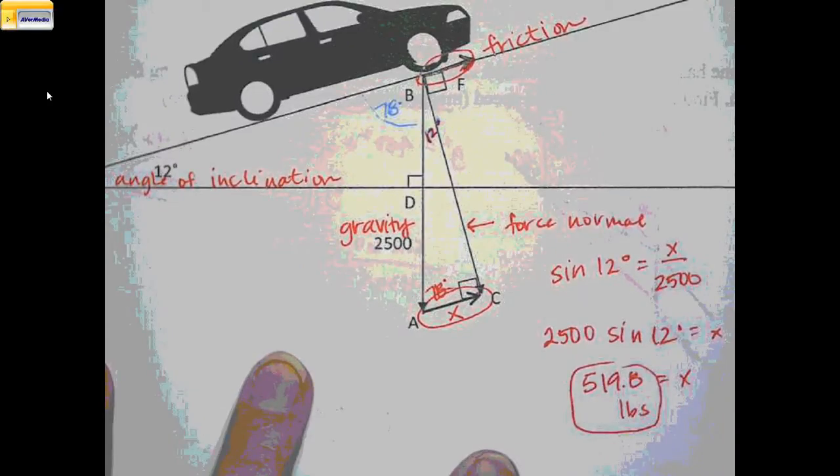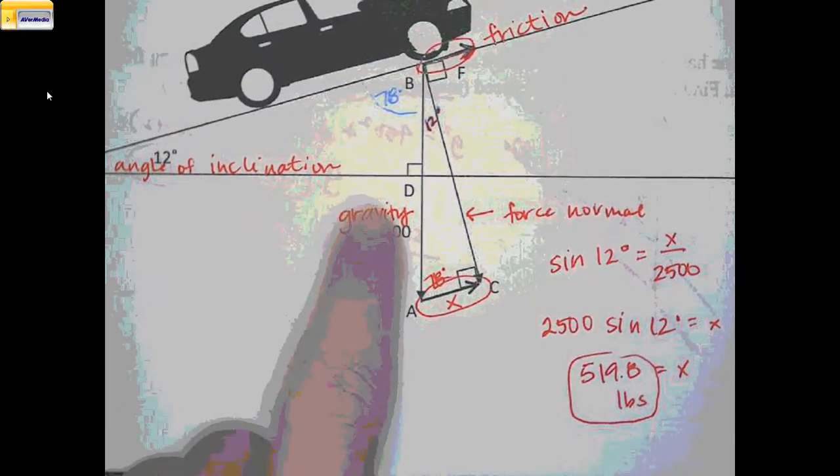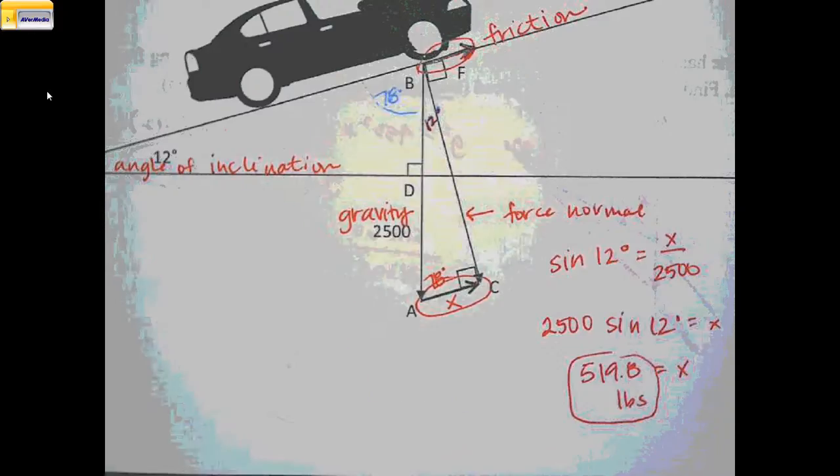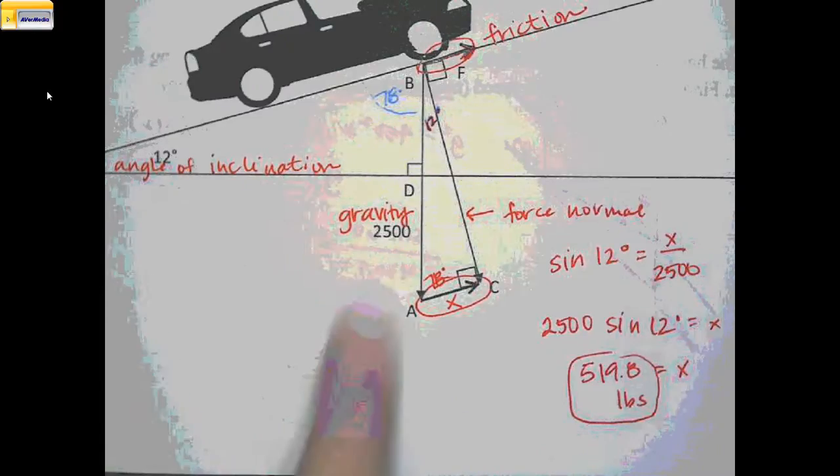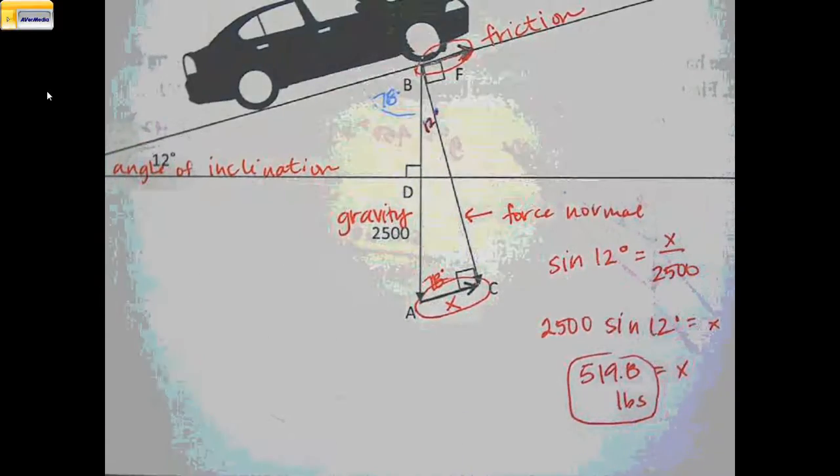Be careful what it asks for. Sometimes it'll ask you for the weight of the car, so it gives you all of the other information. And sometimes it'll give you all of this information and it asks for the angle. So you just kind of have to watch it. Everybody doing okay? All right.